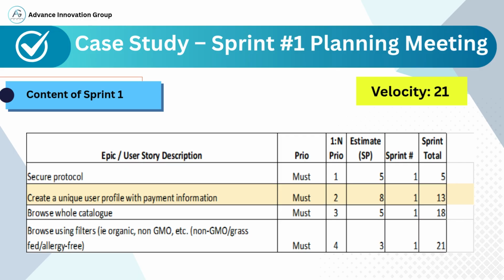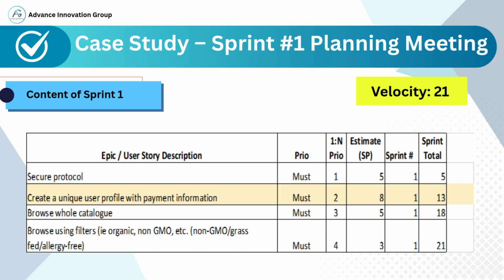21 story points. The selection includes 4 high-priority, must, user stories, as shown in the table. These were selected from the top of the prioritized product backlog, in order of importance. Let's walk through the chosen stories. 1. Secure protocol, estimated at 5 story points. 2. Create a unique user profile with payment information, 8 story points. 3. Browse whole catalog, 5 story points. 4. Browse using filters, 3 story points. These selections exactly total 21 story points, fully utilizing the team's capacity for Sprint 1.